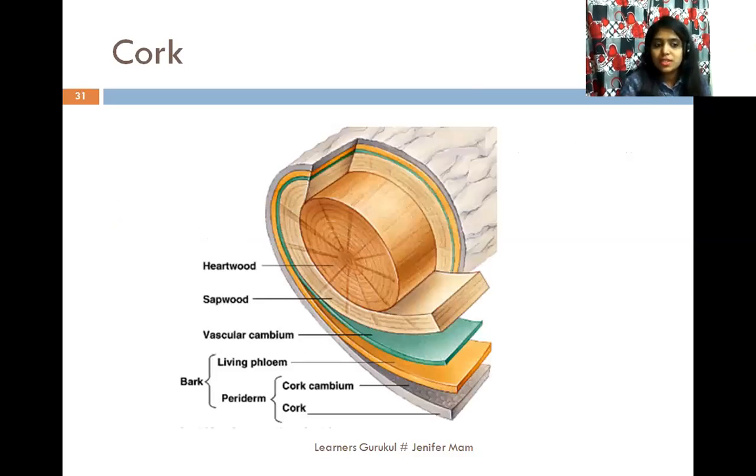So this is the structure of cork. You can see the hardwood is present, surrounded by the sapwood, which is also surrounded by the vascular cambium. Here is the bark, which is a living tissue, with phloem and periderm, and the outer surface is made up of cork.